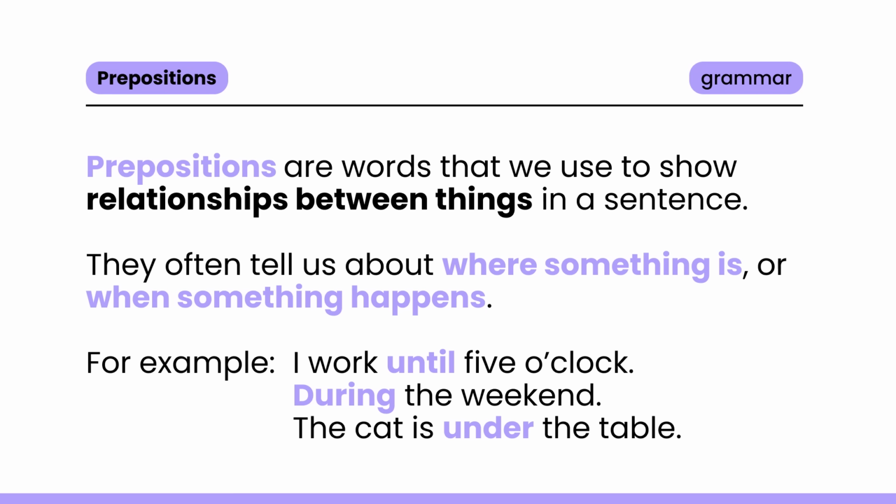So in English, we, for example, have these three prepositions. We have until, during, and under. So I work until 5 o'clock, and that word until here tells us when something happens. We have during the weekend. So the word during again tells us when something happens. And we had the word under, which tells us where something is. So the cat is under the table. Alright, so now that we know again what prepositions are and how they work, let's dive into the second part of the prepositions in Spanish.